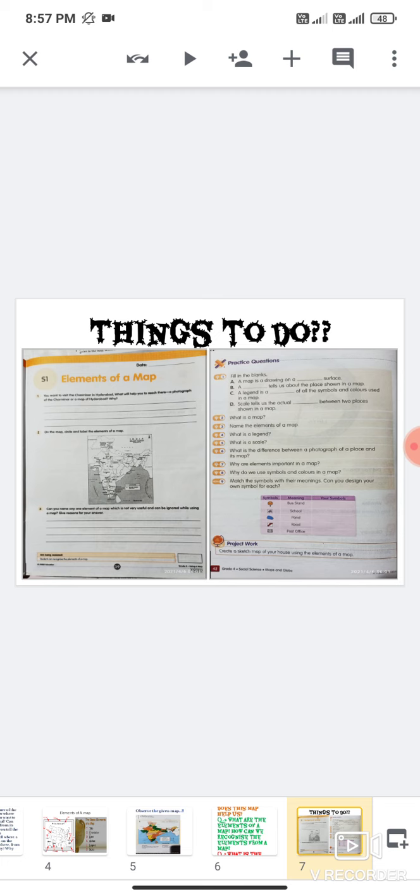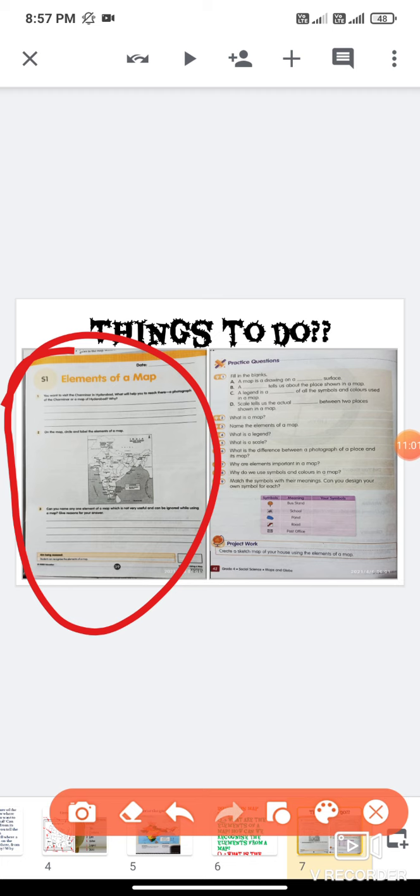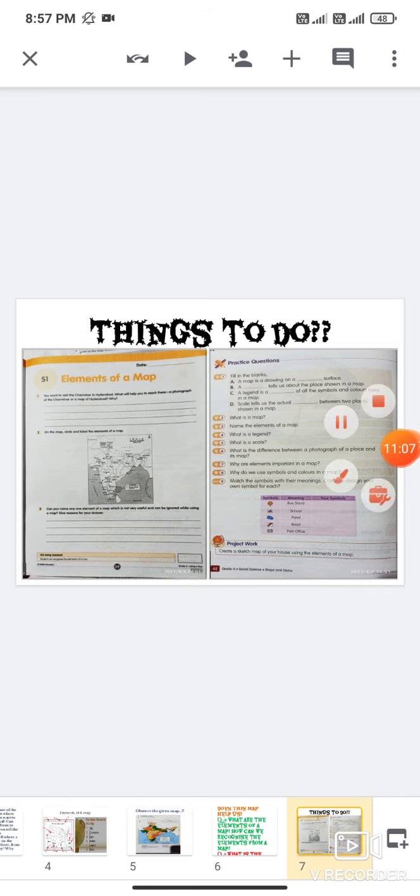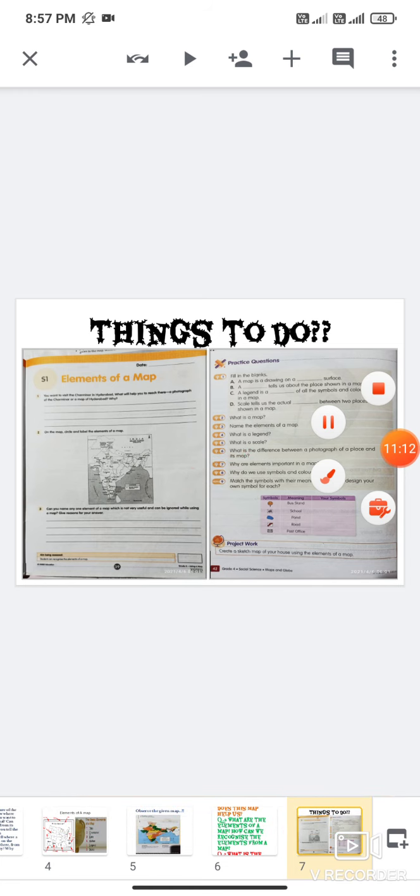Now, things to do. You have to complete your worksheet S1, which you'll find on page number 19, and then complete your practice question number 7 in your notebook. So that is for today.